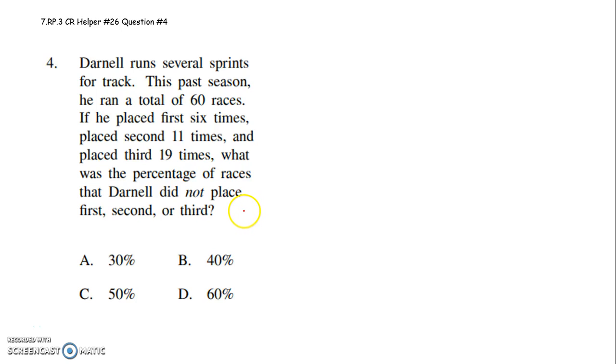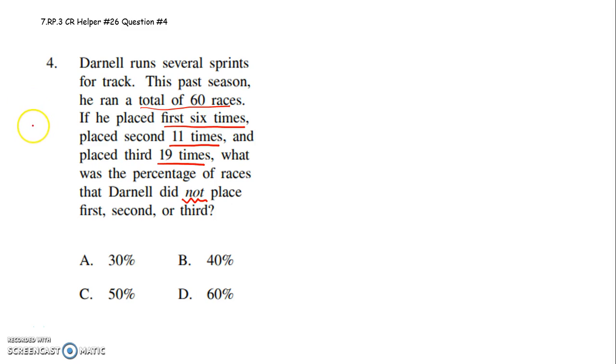7th graders, this is to help you with question 4 on CR 26. It says Darnell runs several sprints for track. This past season, he ran a total of 60 races. He placed first 6 times, second 11 times, and third 19 times. What was the percentage of races Darnell did not place first, second, or third?